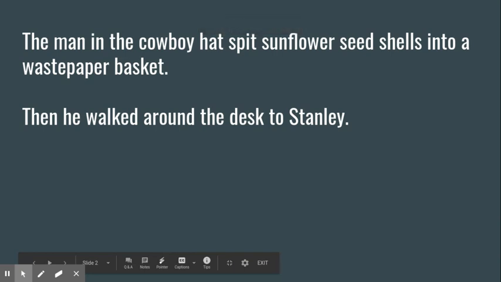The man in the cowboy hat spit sunflower seed shells into a waste paper basket. Then he walked around the desk to Stanley. In the second sentence, he is a pronoun. It answers the question, who? Who walked around the desk? The man in the cowboy hat. He is the pronoun that replaced the man in the cowboy hat. Using a pronoun prevented the author from repeatedly using the man in the cowboy hat every time the character is referenced.